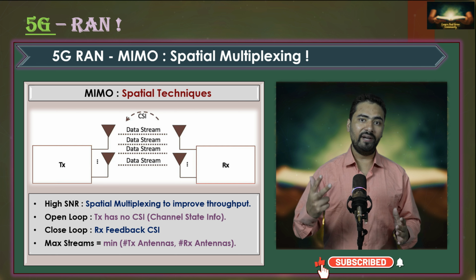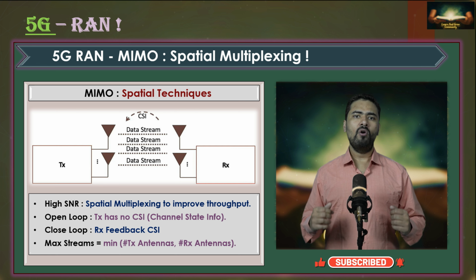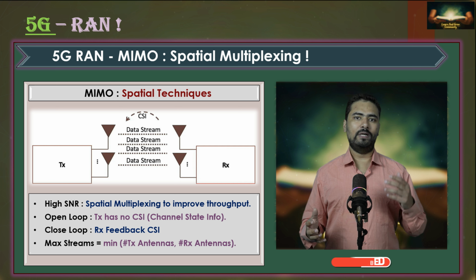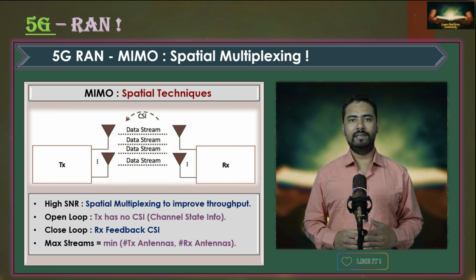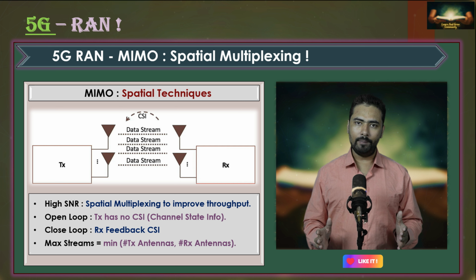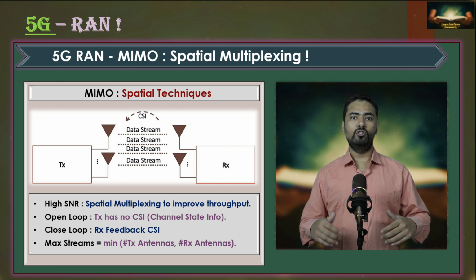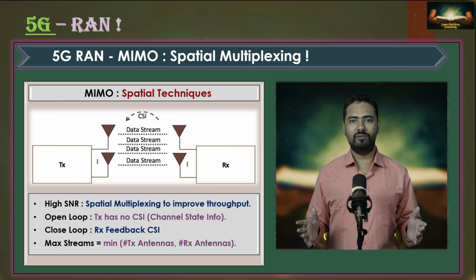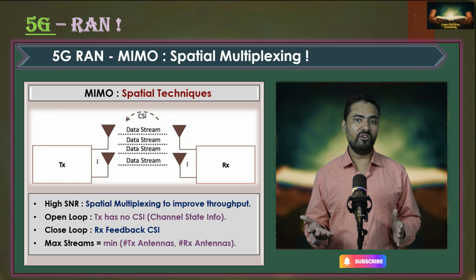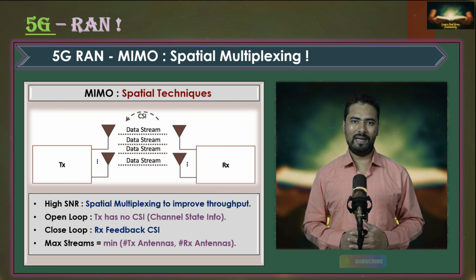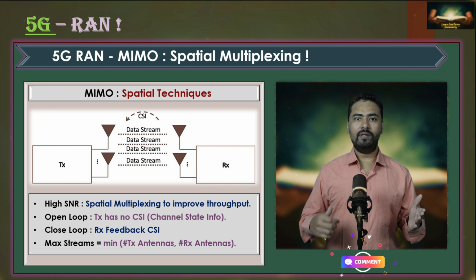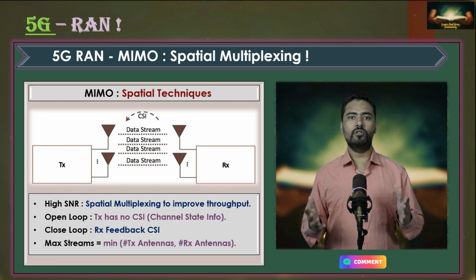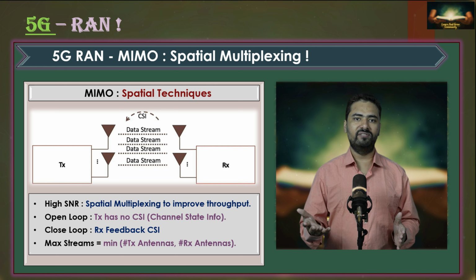Now there are two variants of spatial multiplexing. First is open loop spatial multiplexing and second is closed loop spatial multiplexing. In open loop spatial multiplexing, the transmitter does not require channel state information. However, it is less efficient than the closed loop spatial multiplexing. In the closed loop spatial multiplexing, the transmitter receives the channel state information through the feedback from the receiver.